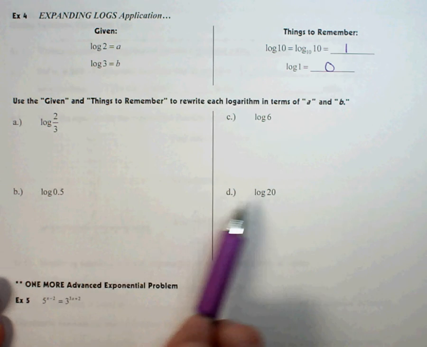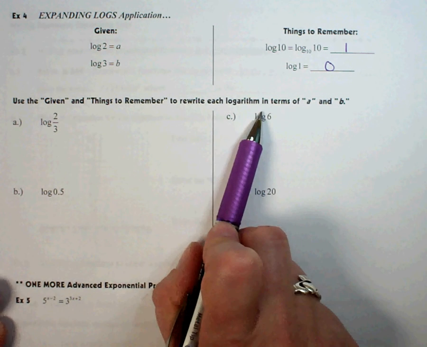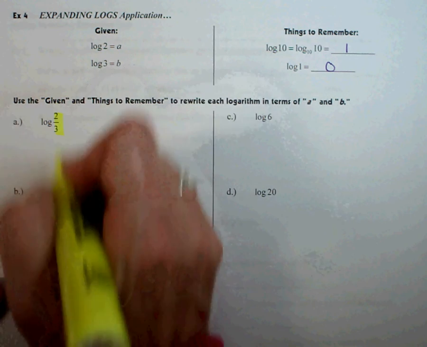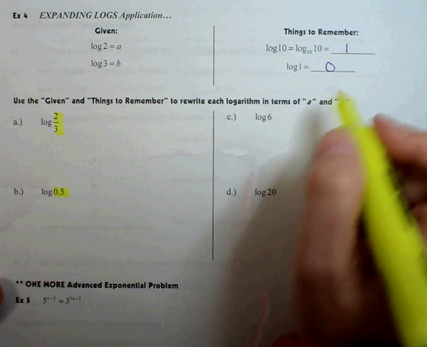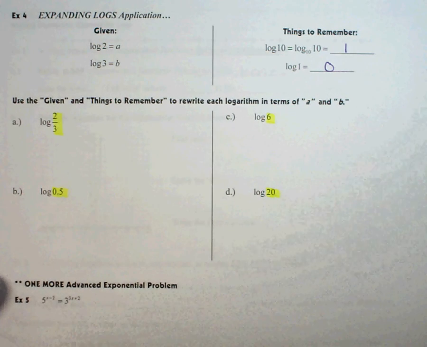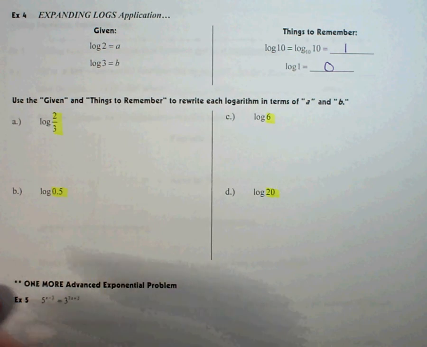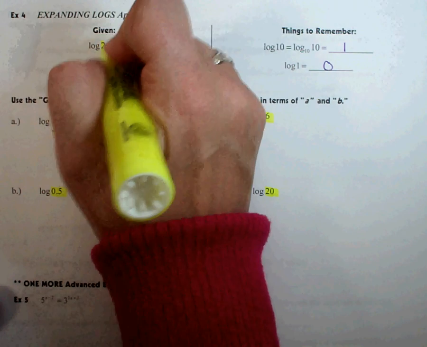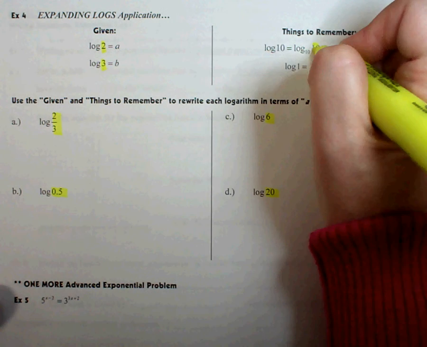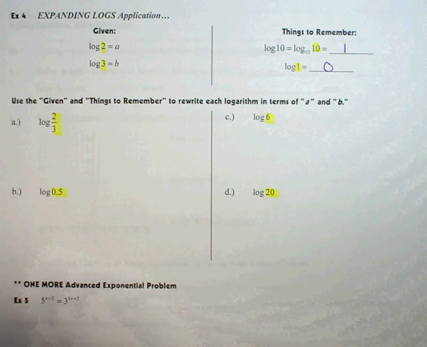For each of these examples, what we're going to do is rewrite the argument of the log. So be it 2/3, 0.5, 6, or 20, we're going to rewrite each argument in terms of the given logs that they tell us and our always known logs.